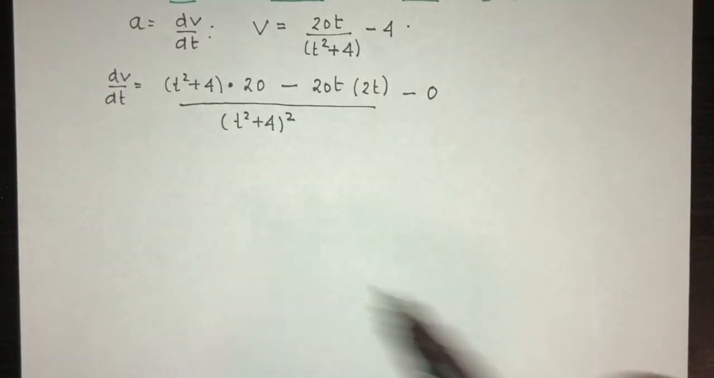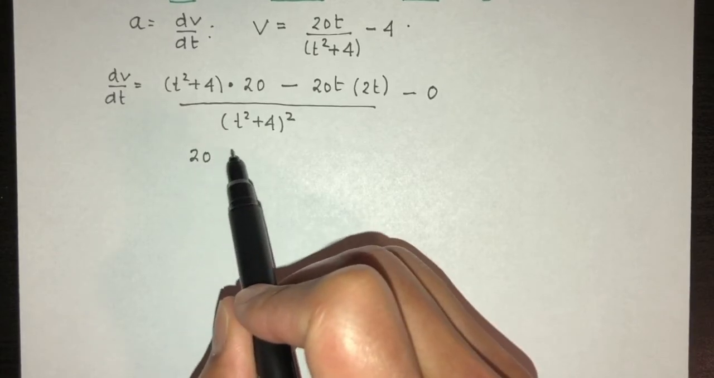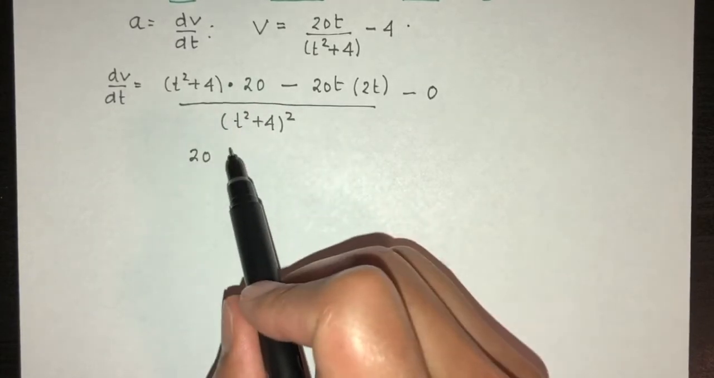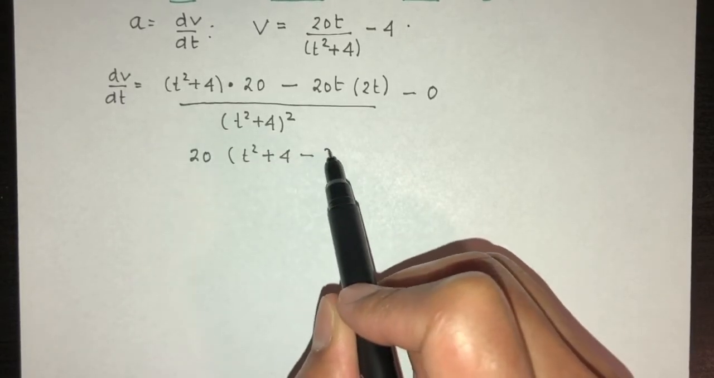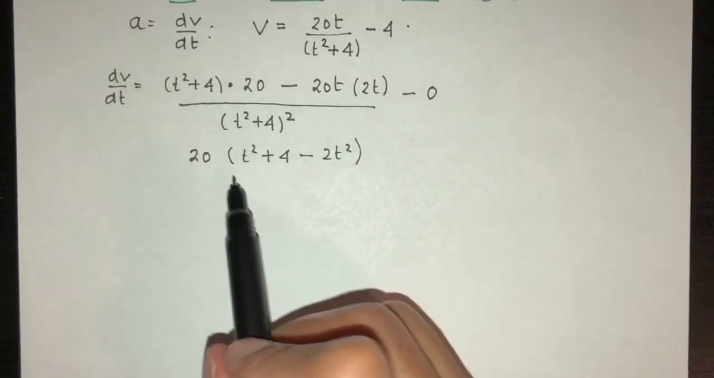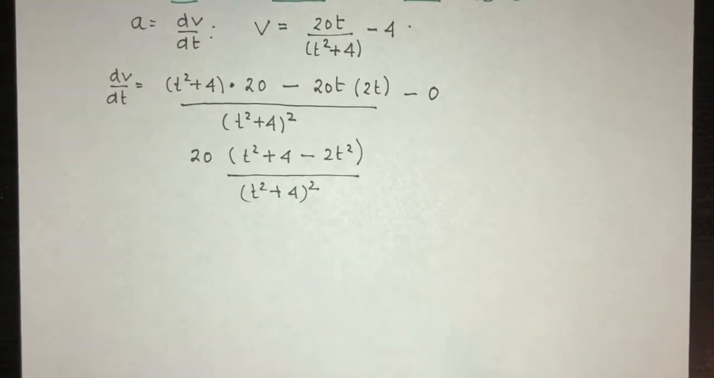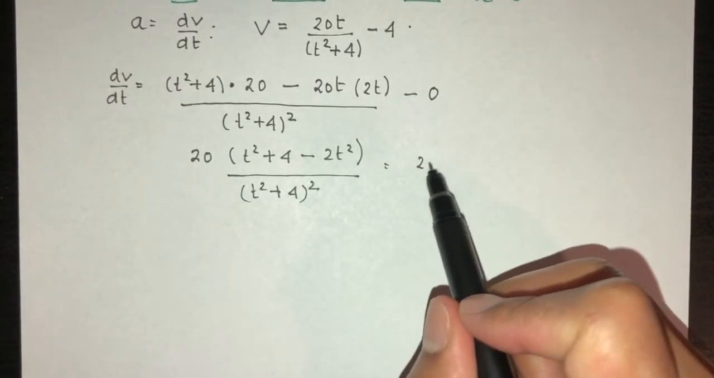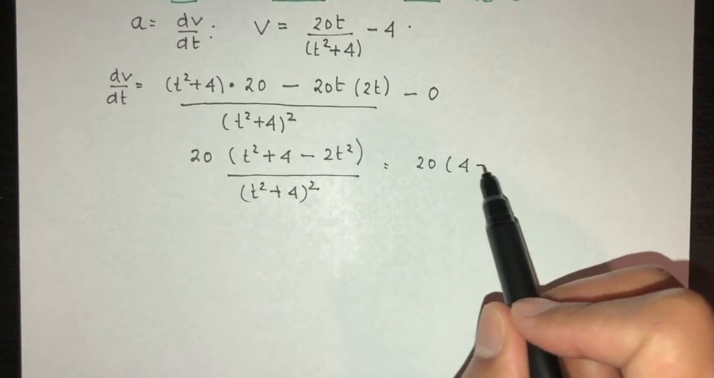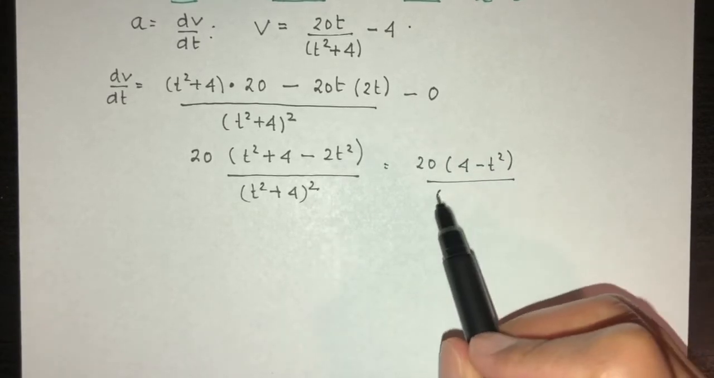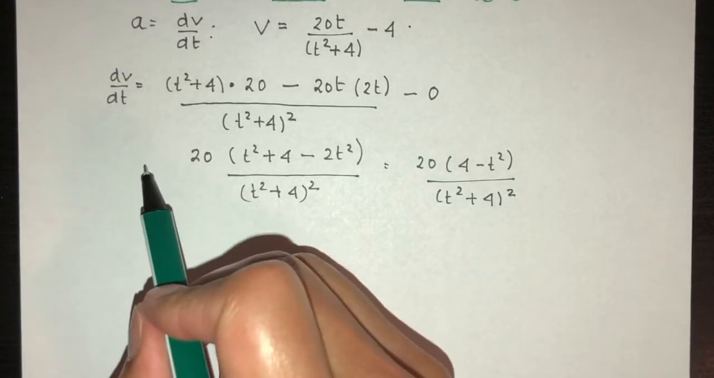Now we can simplify this if you want to. So here you will have 20. You can factorize 20 outside. You will have t squared plus 4 minus 2t squared, right? Divided by t squared plus 4 all squared. Now if you simplify, you will have 20. So t squared minus 2t squared, that will be minus t squared, so 4 minus t squared over t squared plus 4 squared. So that is your acceleration a.